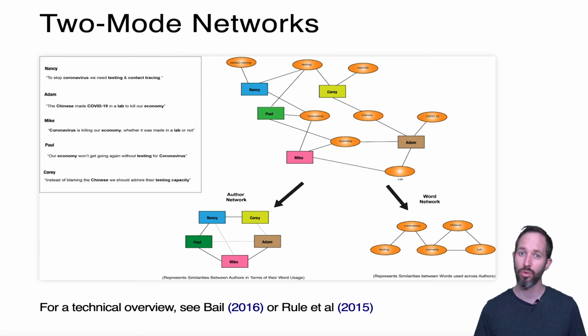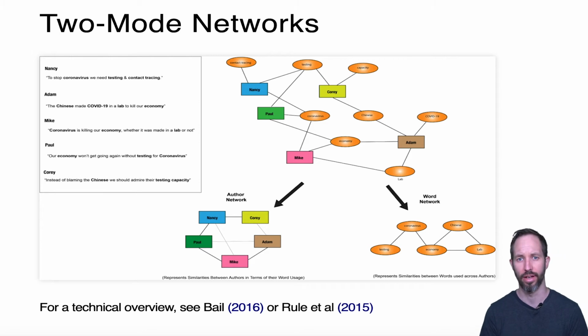So the author network might be useful to you if your goal is to cluster people according to similarities in the way they talk. Now, on the other hand, if you wanted to do something closer to topic modeling and you wanted to cluster words into latent themes or topics, then you might want to follow with a word-based projection of the network, or what you might call a word network.